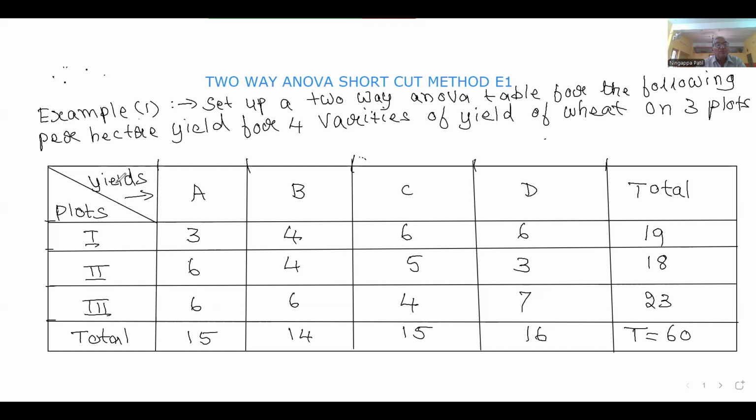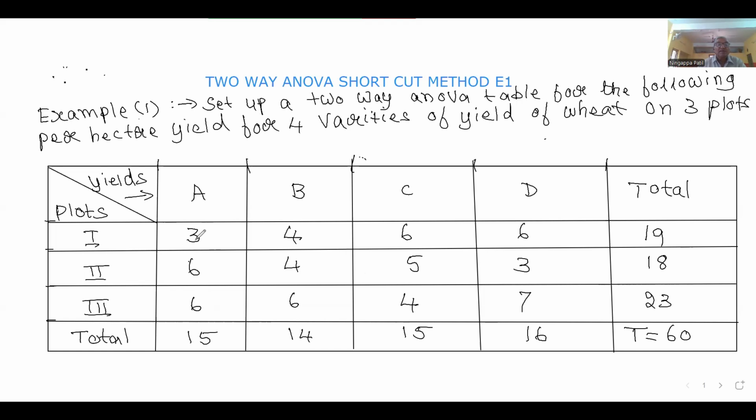The varieties are A, B, C, D. The 4 types of wheat are shown on fields 1, 2, 3, and their results are given: 3, 6, 6, and their total is 15 here. 4 plus 4 plus 6, their sum is 14. And C, 6 plus 5 plus 4, 15. And similarly D, 6 plus 3 plus 7, 16.